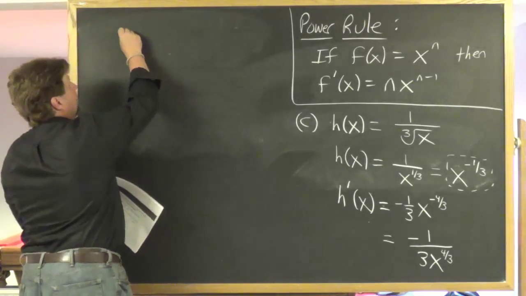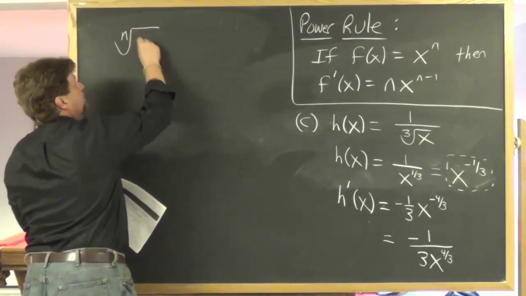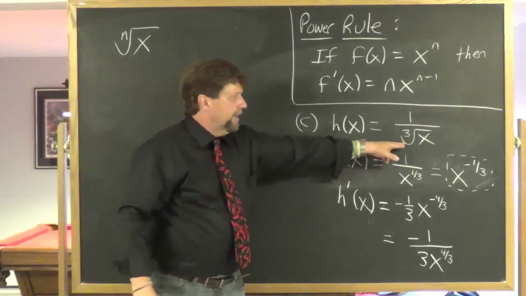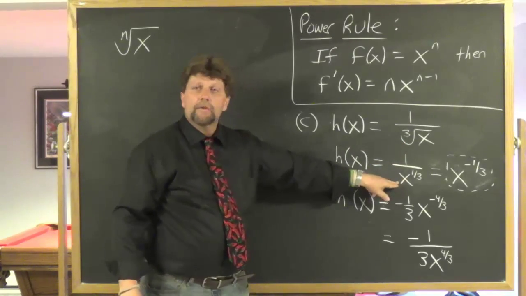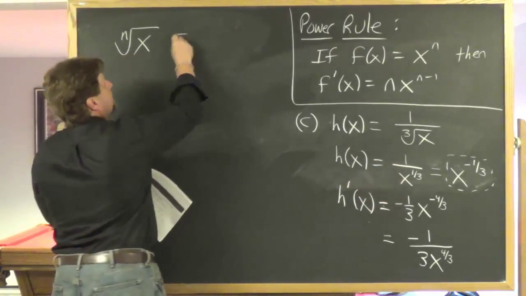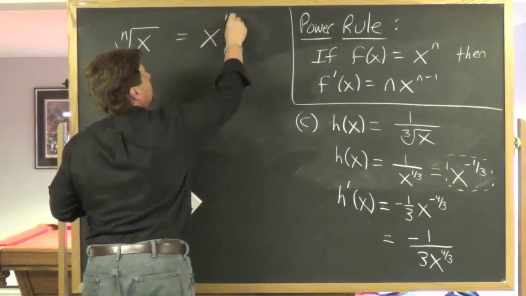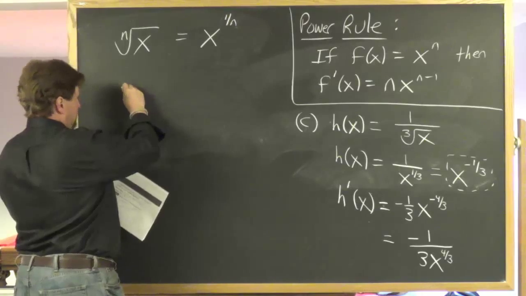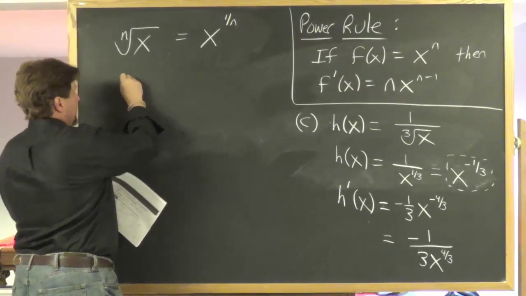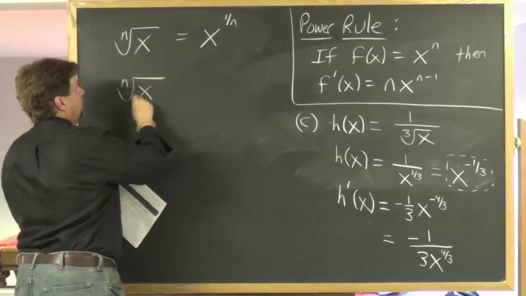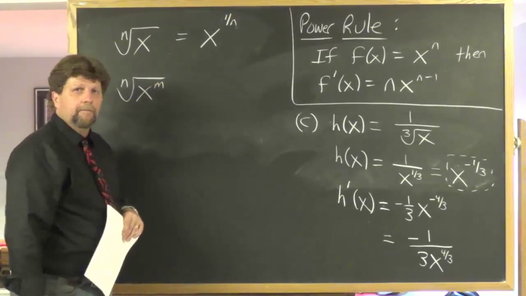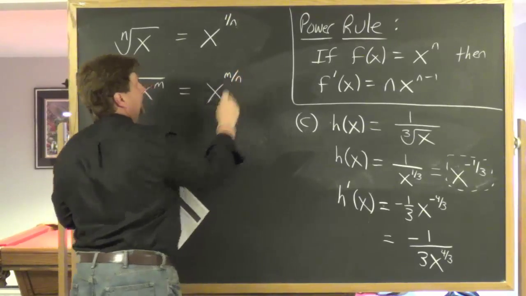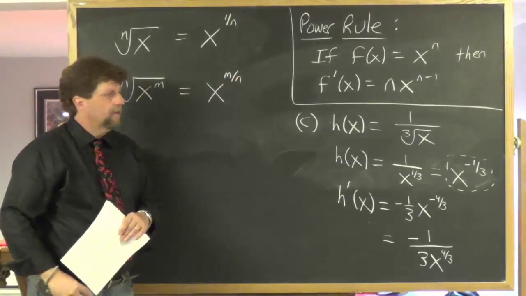The first rule of algebra that might be beneficial in doing derivatives is the nth root of x. That's what I used here to rewrite cube root of x as x to the 1/3. The nth root of x can be rewritten as x to the 1 over n. Another one is, let's say you had the nth root of x to the m. Well, you could rewrite that as x, and then the exponent would be m over n.